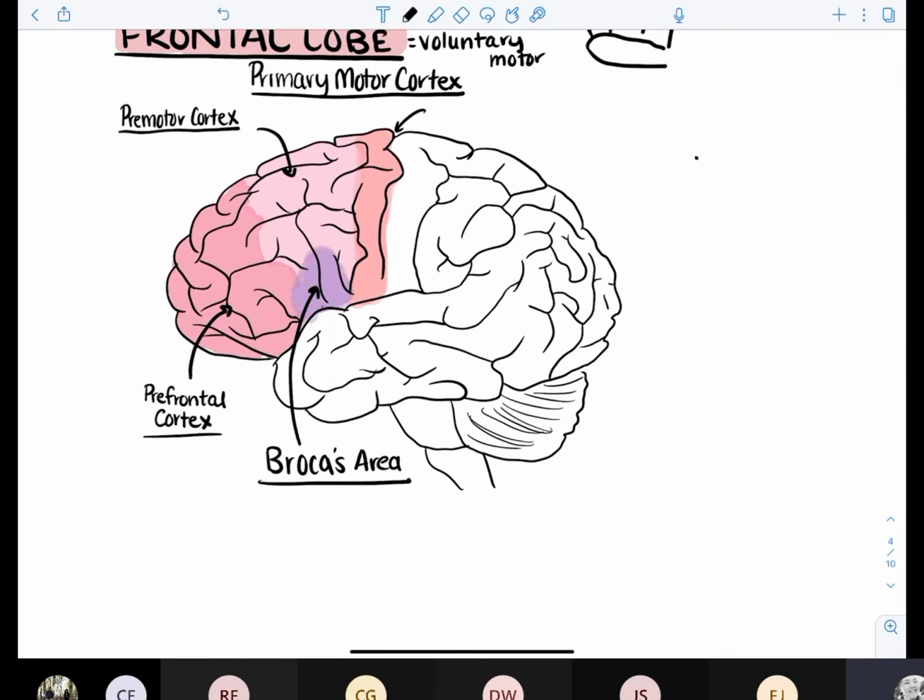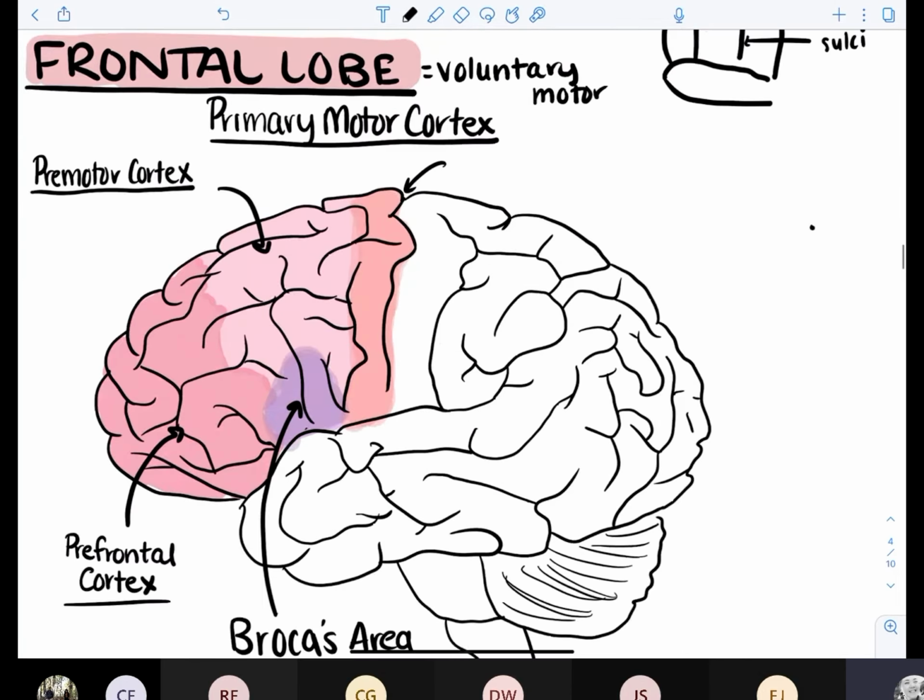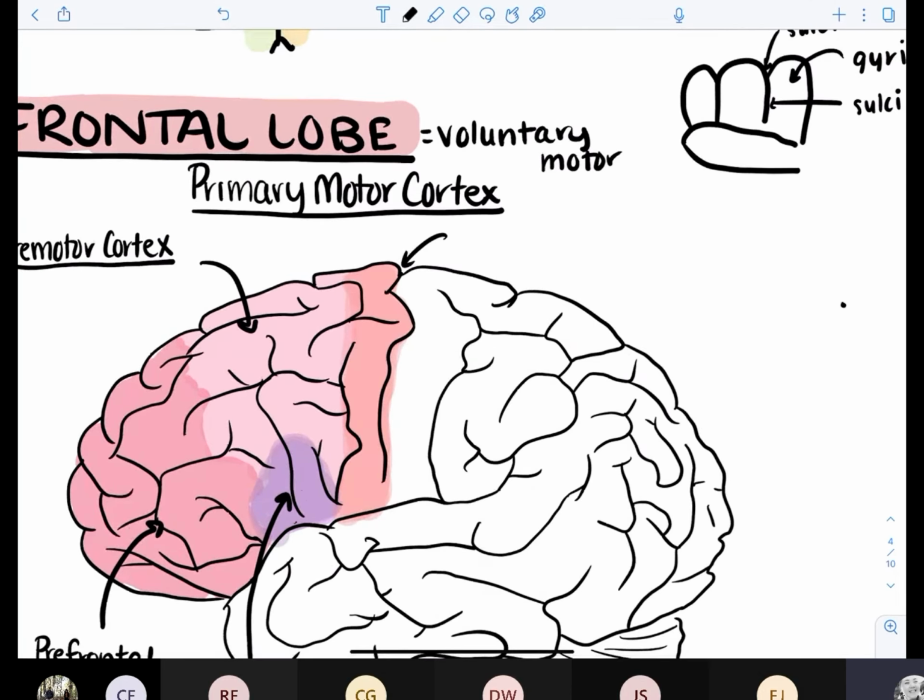These are the 4 major cortexes or areas that you're responsible for in the frontal lobe. First one is the primary motor cortex. Well, that's a really important one. If you remember our corticospinal fibers, this area is what's going to send fibers down. So this is going to be the starting point for those corticospinal fibers.